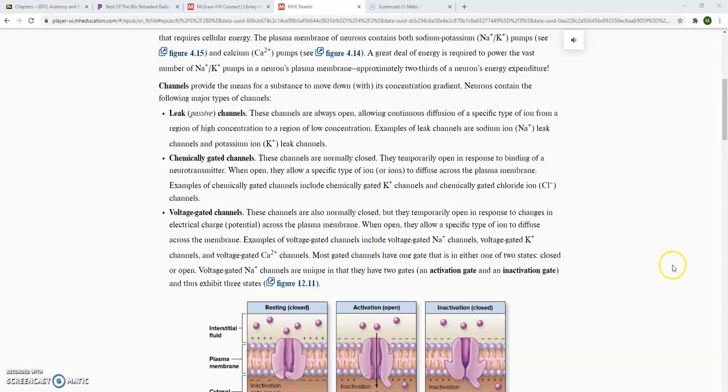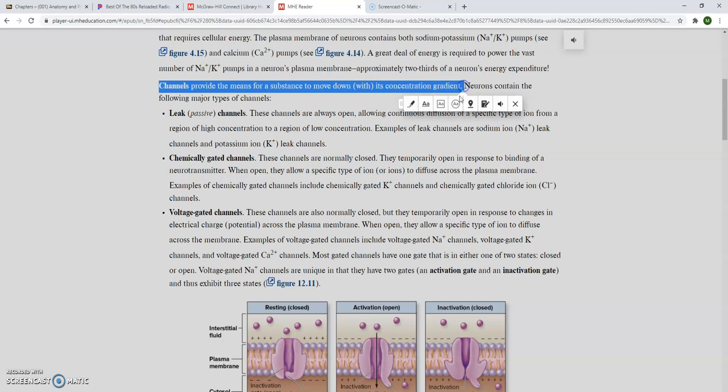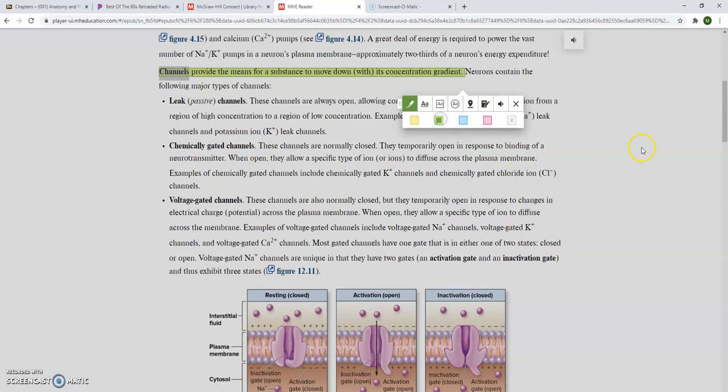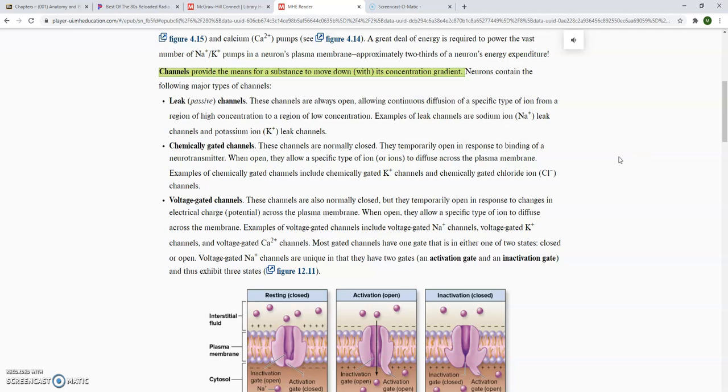So real quick, remember that when we say channels, these are channels that don't require energy, because the ions moving through these channels move down, or with, their concentration gradient. Remember, that means they go from an area of high concentration to an area of lower concentration across that plasma membrane. So they don't require energy. When you hear the word channels, we're talking about the movement of ions down or with their concentration gradient.